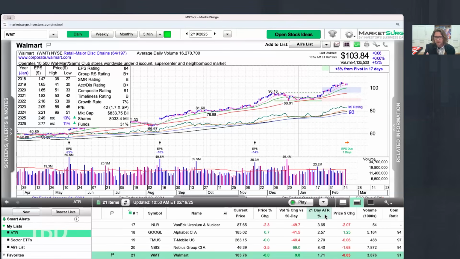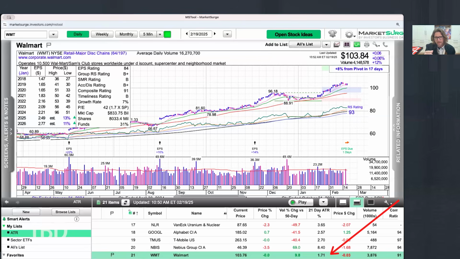What you want to know is how much is that on a percentage basis, so you can compare apples with apples. So right there, you've got Walmart. Great example. That only travels 1.71% on average over the last 21 days. Now, of course, that'll change, and you'll have gap ups or gap downs on earnings, which will change that. So if you want a bigger time frame, you can use the 50, but I like using the 21.